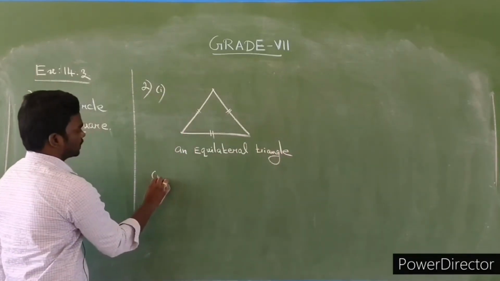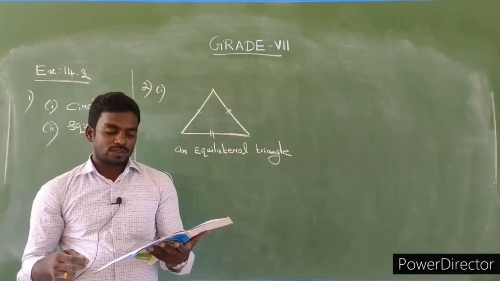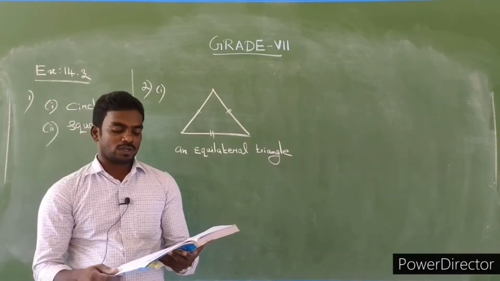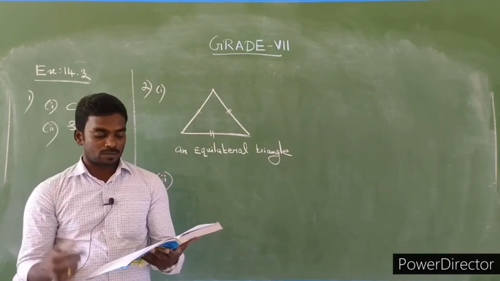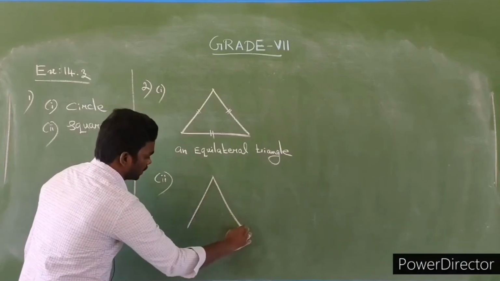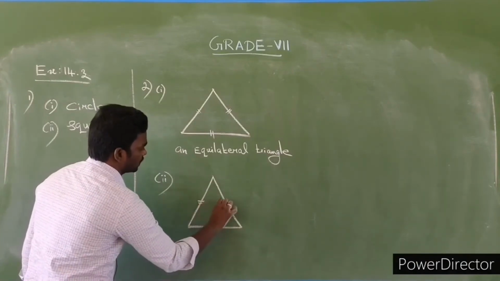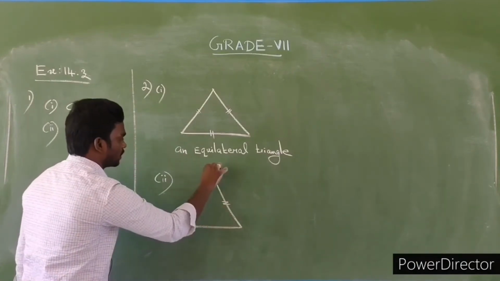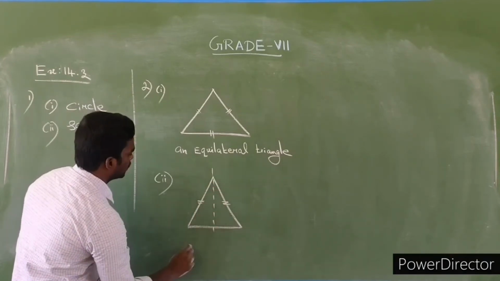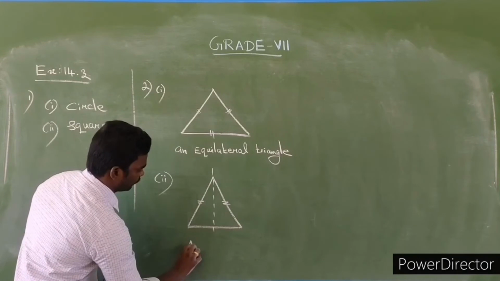Then the second problem is a triangle with only line symmetry and no rotational symmetry of order more than one. So this is an isosceles triangle. An isosceles triangle has only one line of symmetry. It has no rotational symmetry of order more than one, only order one. So an isosceles triangle.